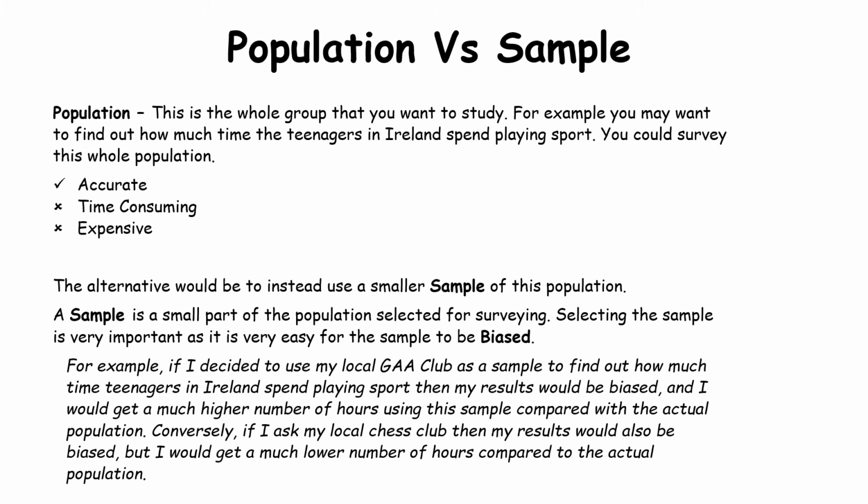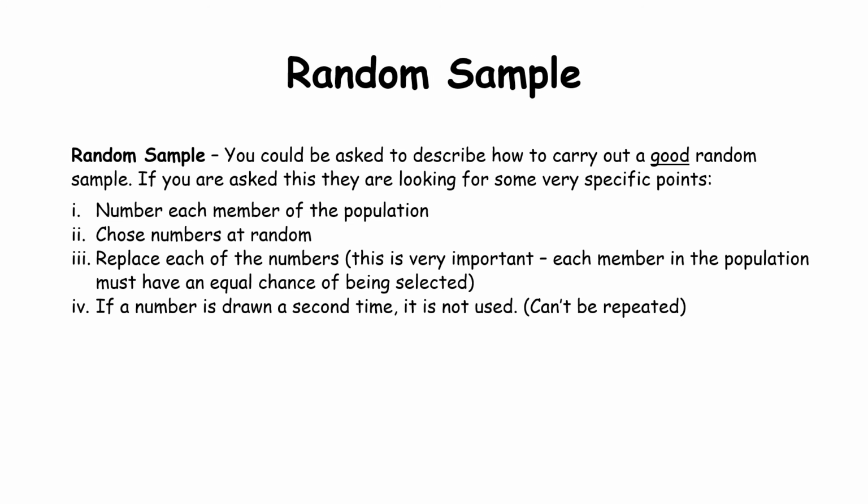If I ask my local chess club, then the results will be biased, but I would get a much lower number of hours compared to the actual population. So you don't want to ask people who don't play sport. You don't want to ask just people who play sport. You want to get a mix that represents the population. So here's a random sample.